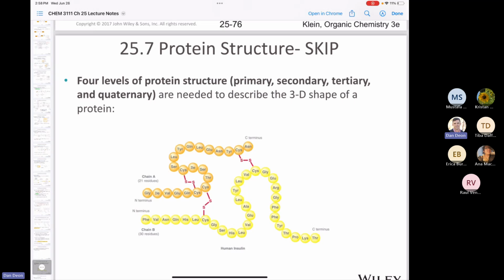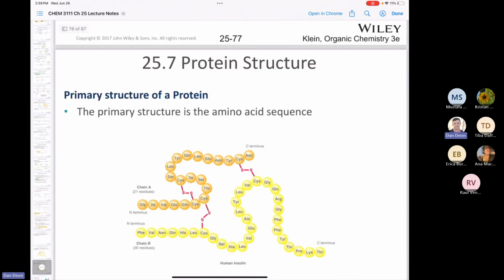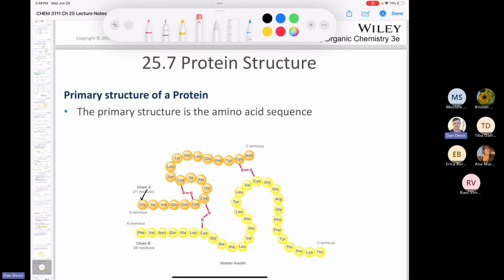You can see it's made out of 2 chains. It's got an intrastrand disulfide bridge, and it's got 2 interstrand disulfide bridges in insulin here. But primary structure is nothing more than the amide bonds. It's just the order that the amino acids come in, okay? So first you have a glycine, then isoleucine, right? Then a valine, then a glutamic acid, so on and so forth, right?